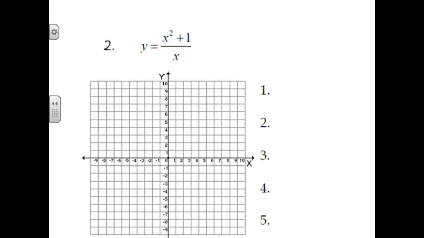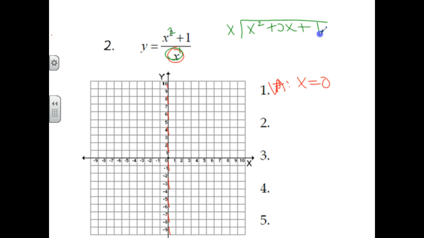Let's try the next problem. Let's find the VA first by setting the denominator equal to 0. Well, x equals 0 when x equals 0. That means we've got a vertical asymptote at x equals 0. Horizontal asymptote, aha! The degree of the numerator is greater than the degree of the denominator, so I'm going to do either synthetic division or long division. I'll try long division 1 or 2 more times, and then I'll switch over to synthetic division to show you that both of them will work.